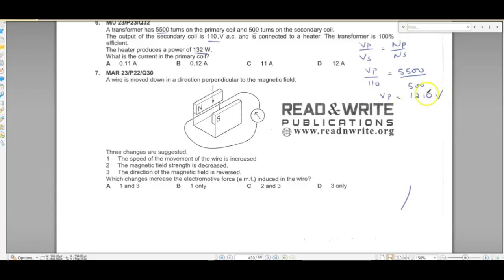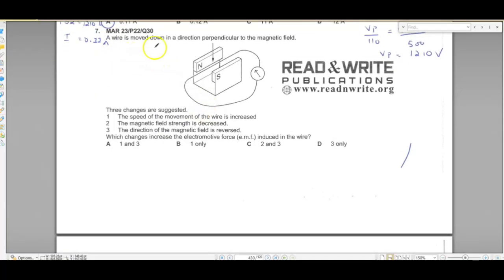volts. Okay. Now we have been given the power. So power on the primary side is 132 watts. If we need to find the current, we use the formula power is equal to VI. We know the power is 132. We've just found the voltage to be 1210. And from here we can find the current to be 0.11 amperes. Okay. So A is our correct option.